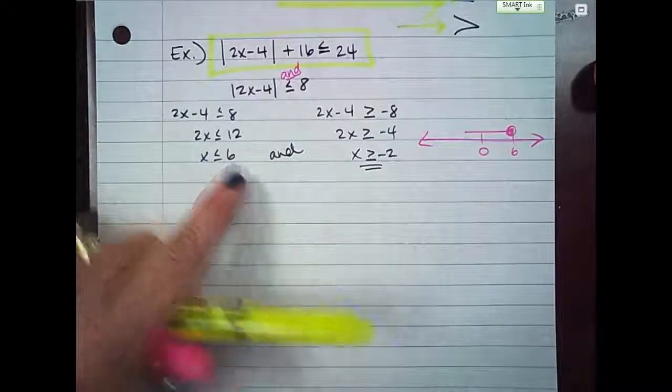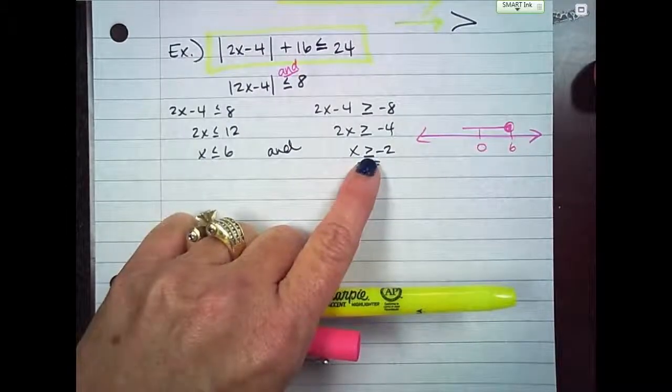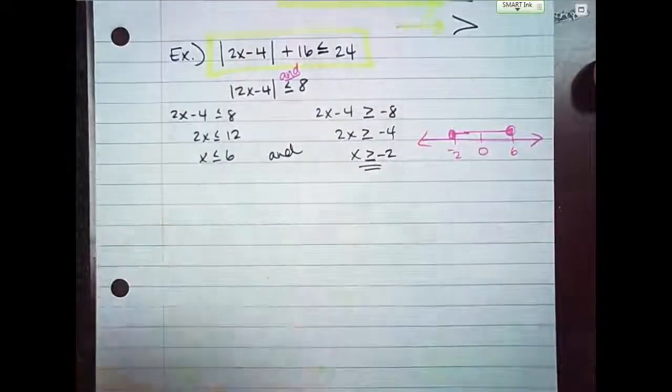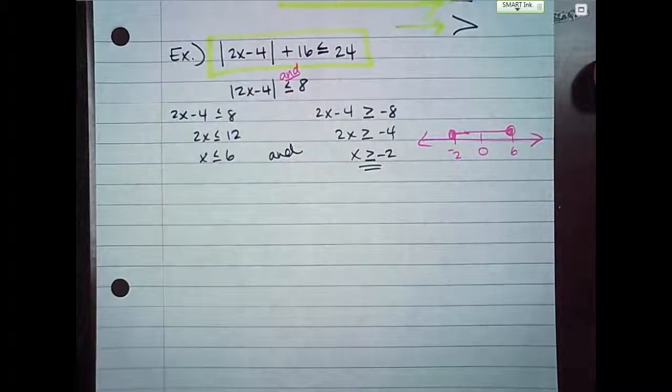Go to the next answer. X is greater than negative 2. Go to negative 2. Yep, I'm good. I've already had kids come up to me like, man, I'm glad you said that because I went one way, my picture didn't look right. Well, there's a problem.